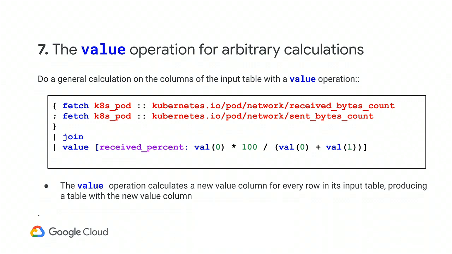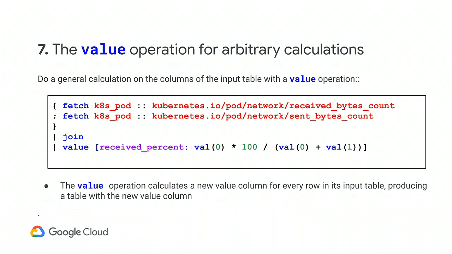Here we're fetching the received bytes and sent bytes for a pod. And we've joined that. So now every row in the table has the number of received bytes and the sent bytes. And we want the number of received bytes as a percent of the total. So that's this fairly straightforward expression. Val 0 is the first value in the table, which is the received bytes. Val of 1 is the second value.